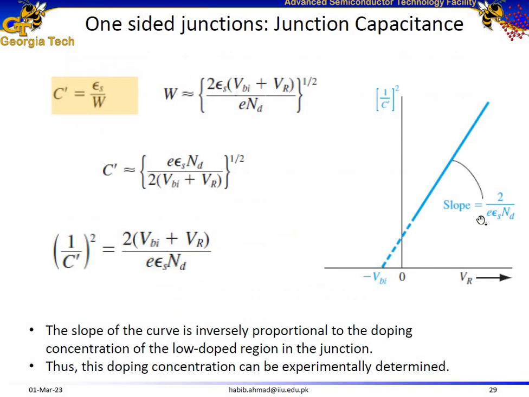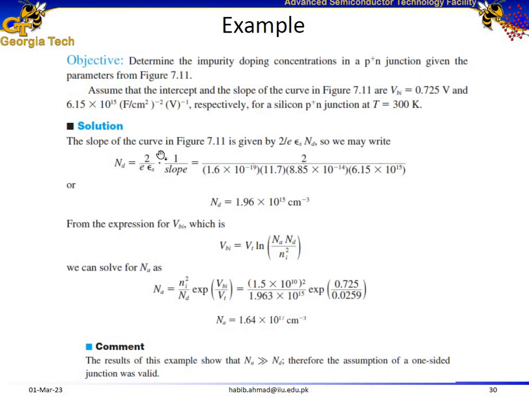So here is the equation for the slope. Just replace the value of slope and reorder this equation. You can calculate the value of ND. ND is equal to 2 divided by ES times 1 over the slope. So the donor doping concentration in this case is 1.96 times 10 to the power of 15 per centimeter cube.